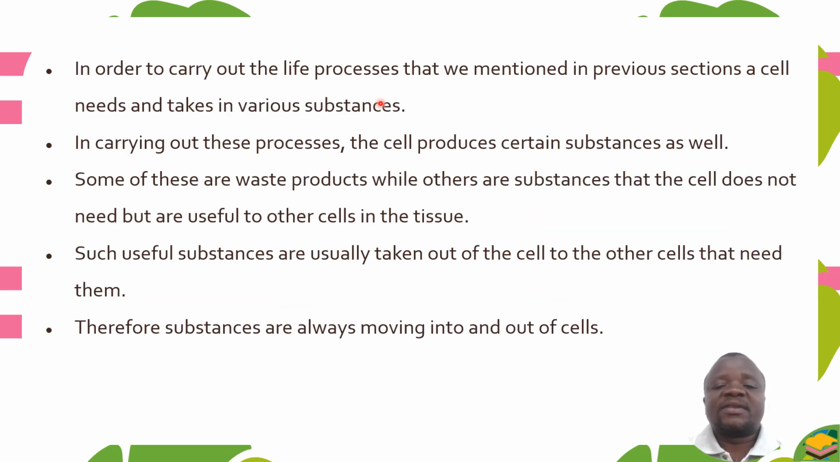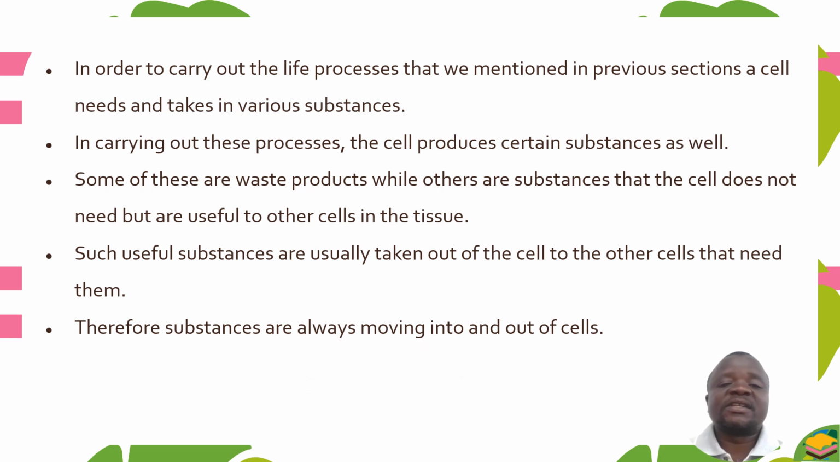Now, in order to carry out the life processes that we mentioned previously, a cell needs and takes in various substances. In carrying out these processes, the cell produces certain substances as well. Some of these are waste products, while others are substances that the cell does not need but are useful to other cells in the tissue. Such useful substances are usually taken out of the cell to other cells that need them. So substances are always moving into and out of the cell.